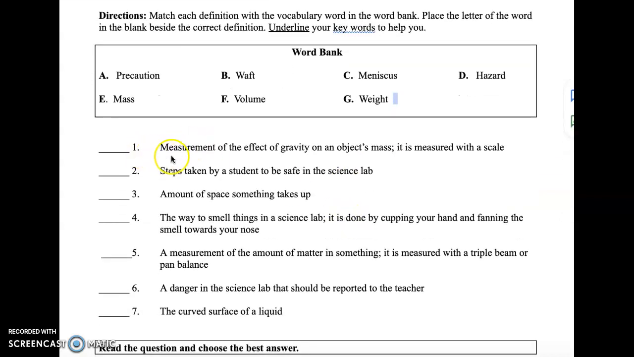Number 1. Measurement of the effect of gravity on an object's mass. It is measured with a scale. Number 2. Steps taken by a student to be safe in the science lab. Number 3. Amount of space something takes up.